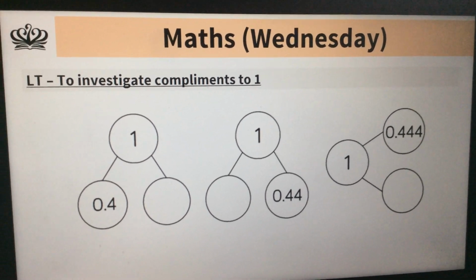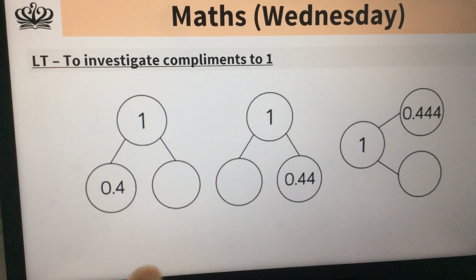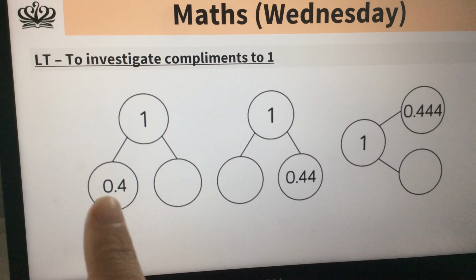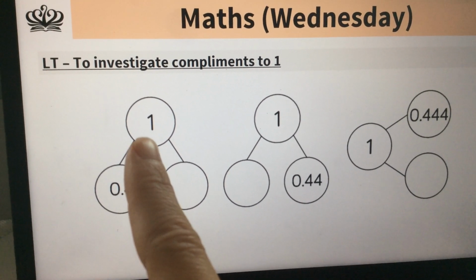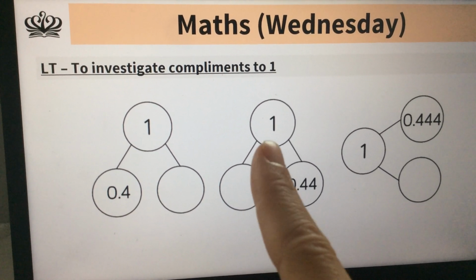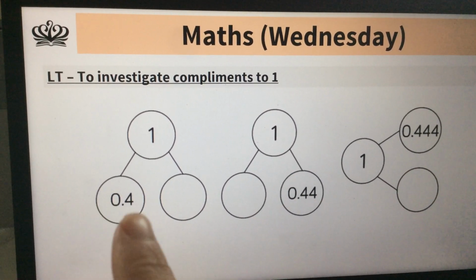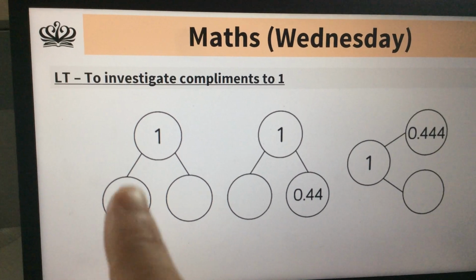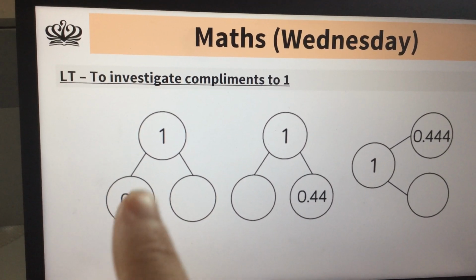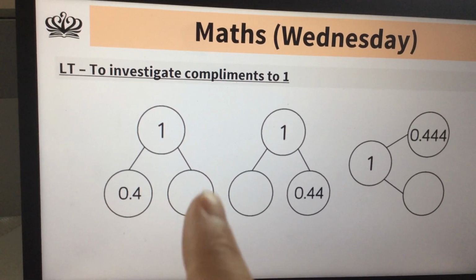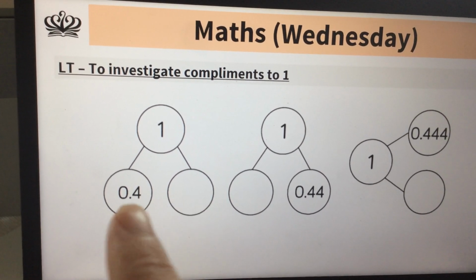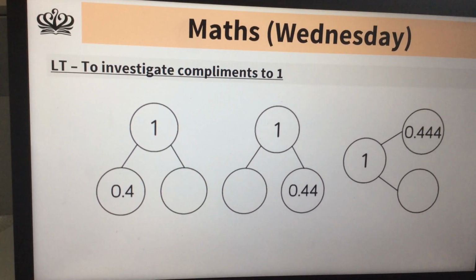Okay, next one, we've got those good old part whole models. So these 2 parts here are going to add to 1. Yep, these two here are going to add to 1. These two here are going to add to 1. So if you're not sure, you can do this as a subtraction. So 1 take away 0.4, you'll be left with this answer here. To check, add those two together and you should get 1.